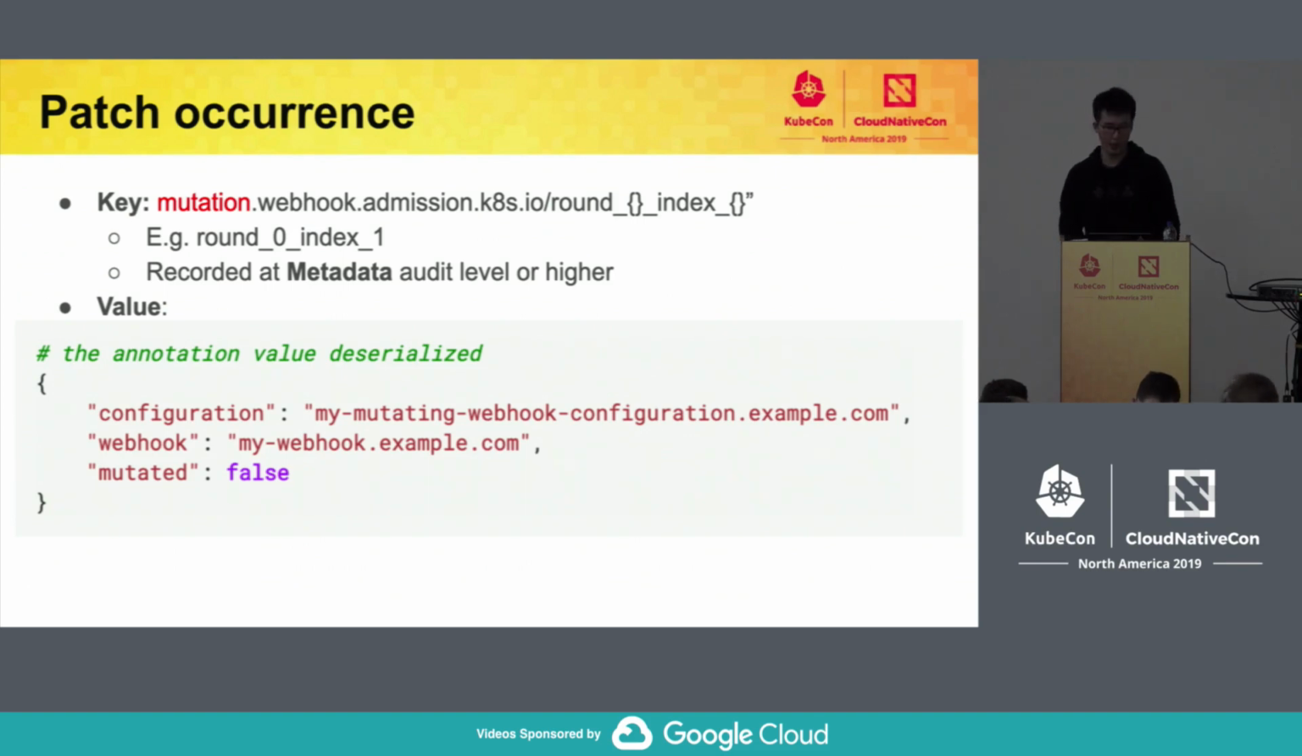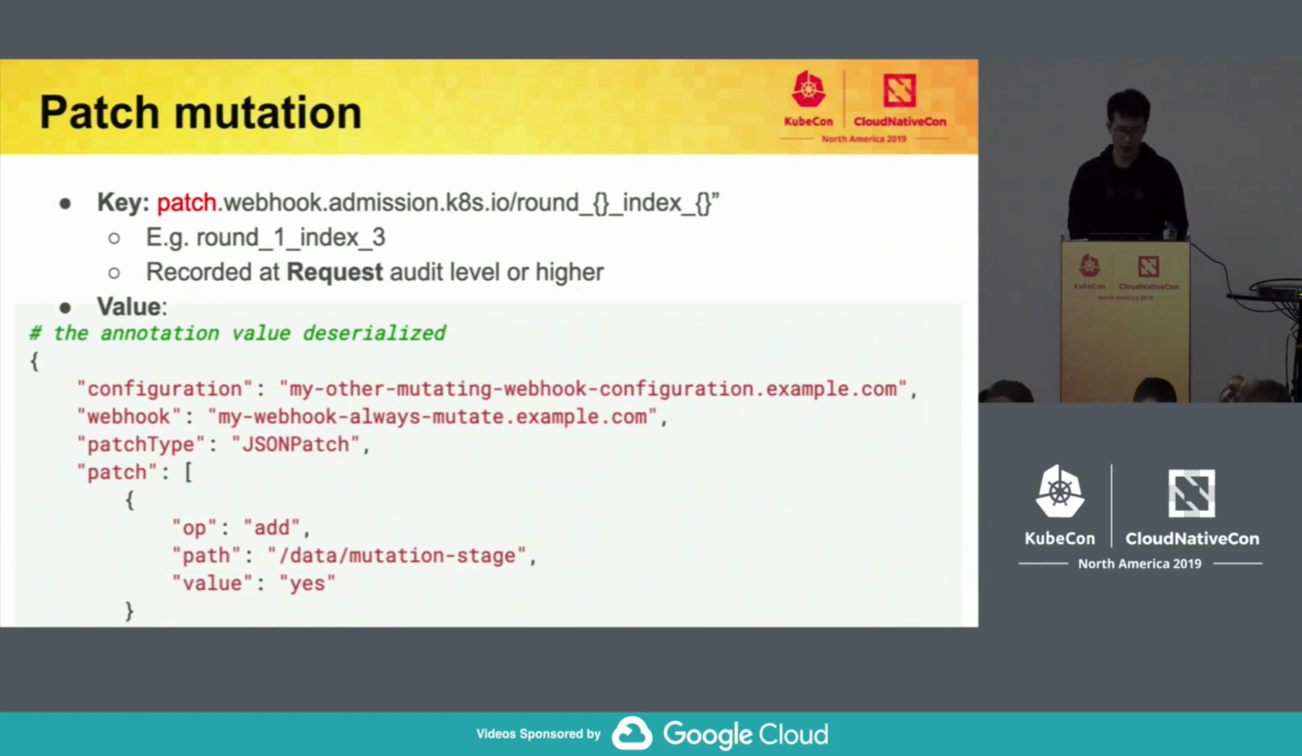The key starts with the word mutation, followed by webhook.admission.k8s.io, round number and index number. For example, round 0 and index 1. The numbers are 0 indexed. So this means this is an activity record for a mutating webhook that happened in the first webhook invocation round, and it was the second webhook in the list of mutating webhooks. This type of annotation is recorded if the audit level is set to be metadata or higher. The value of the annotation is a JSON blob with 3 fields: the webhook configuration name, the webhook name, and a mutated field, which is a boolean that tells if the patch sent by the mutating webhook actually changed the object or not.